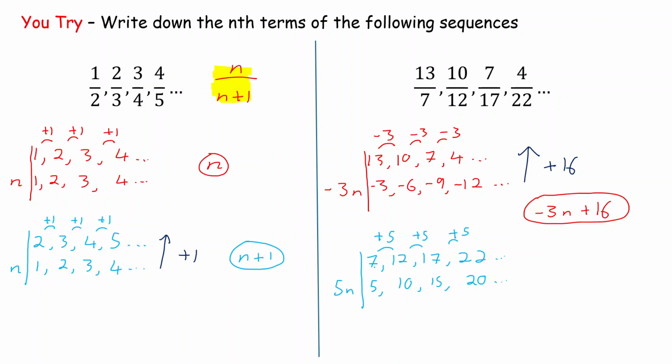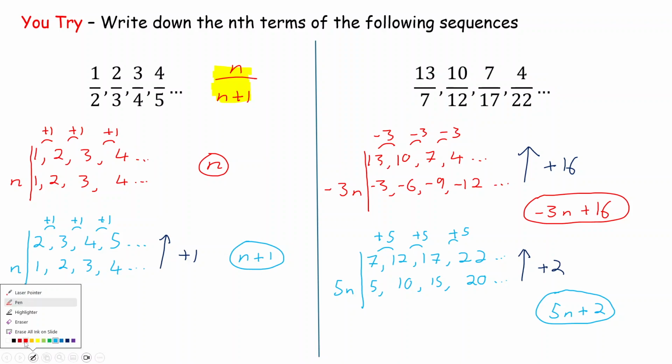To get from 5 to 7, I had 2, 10 to 12, I add on 2, so I've got to add on 2 to each of my terms. So I've got to plus on 2. Therefore, my nth term here is going to be 5n plus 2, so 5n plus 2, and that is the nth term of the bottom sequence, this one down here.